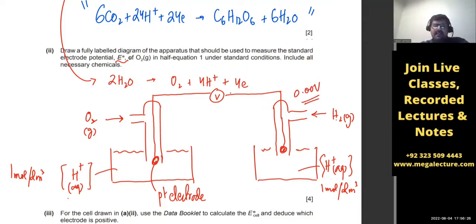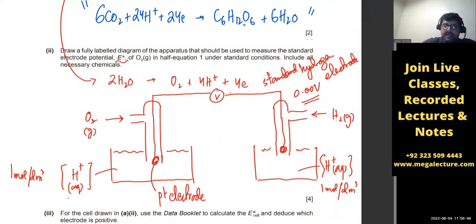Actually, he's not actually asking you, you just have to sketch one thing. There's one thing that's missing. What is that one thing that's missing over here? This is your standard hydrogen electrode. Anyways, the one thing that's missing is the salt bridge. Exactly. So you draw a salt bridge and you're going to label that.